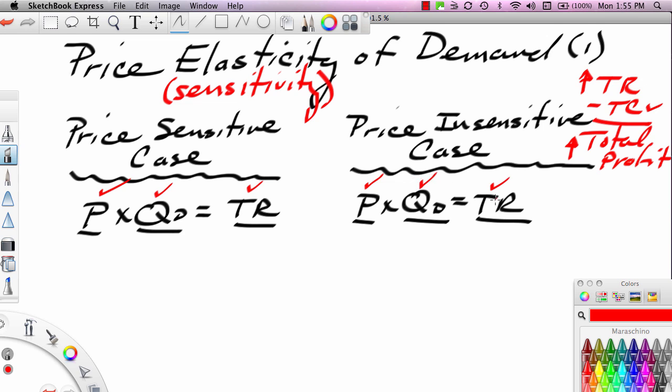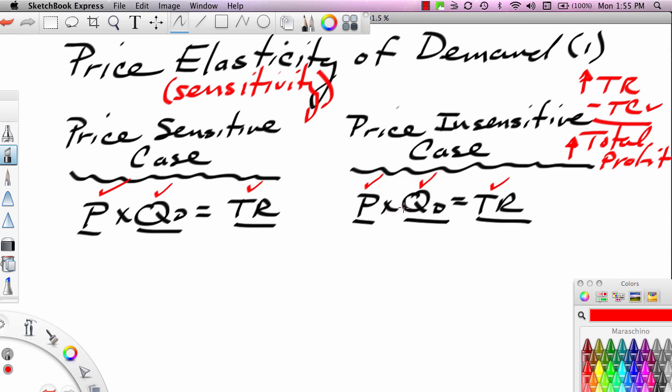So the response of revenue to a price change is going to be dependent upon how sensitive or insensitive buyers are to that price change. Very, very important principle to business people. Not just principle, very, very important dynamic. It's an actual real-world dynamic, the sensitivity of buyers to a price change.